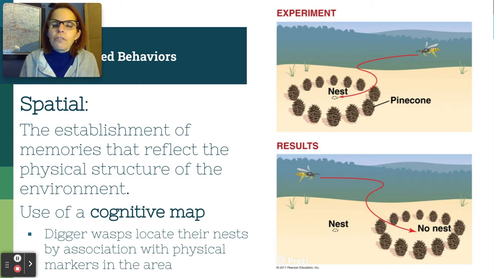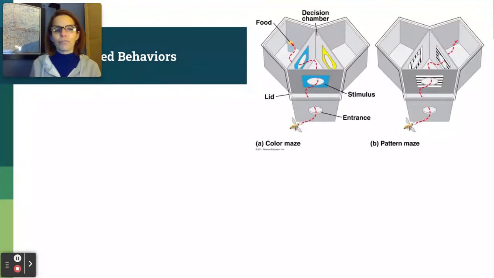Then the sneaky scientist moved all the pine cones to somewhere else. It was interesting because the wasp isn't using pheromones in this circumstance. It's not using scent. It's not using hearing. It's using visual. It's using a cognitive map to identify where it's supposed to go. So that was interesting. So spatial is a type of learned behavior.